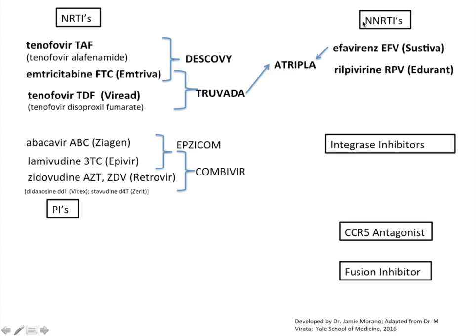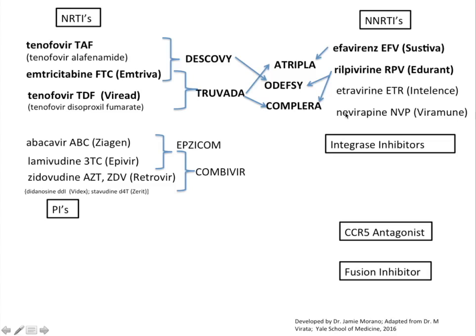Rilpivirine is another non-nuke. Rilpivirine combined with Descovy gives you Odefsey. So that is more of a modern combination. Now, efavirenz can also be combined with Descovy, and that is a brand name to be announced, but that's in development. Rilpivirine plus your Truvada gives you Complera. You can see that knowing your generics is very helpful because basically the brand names are recombinations of your generics.